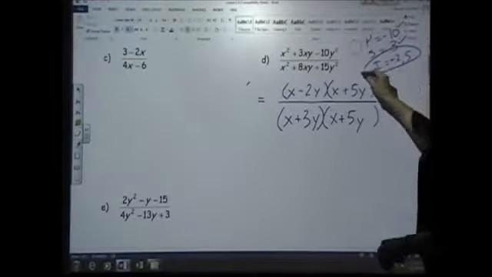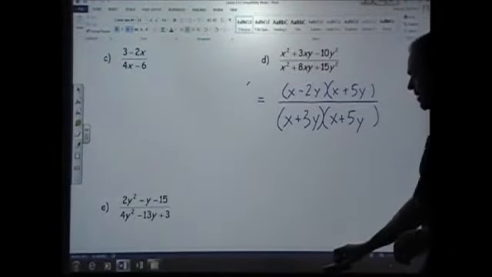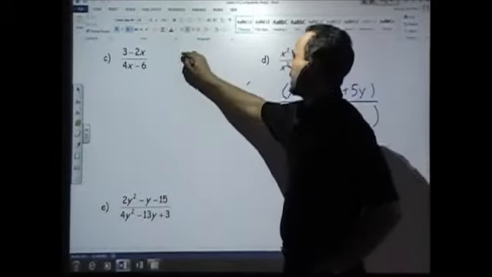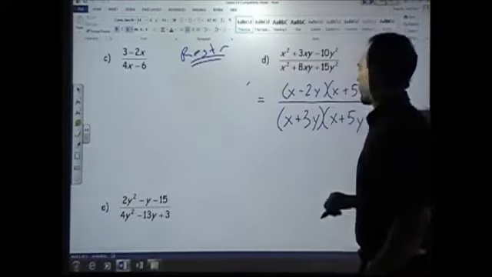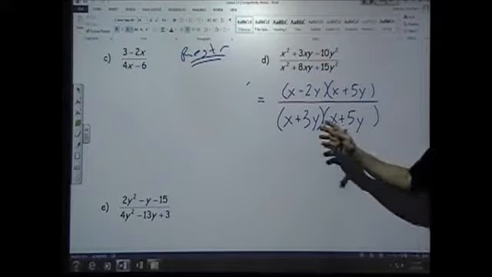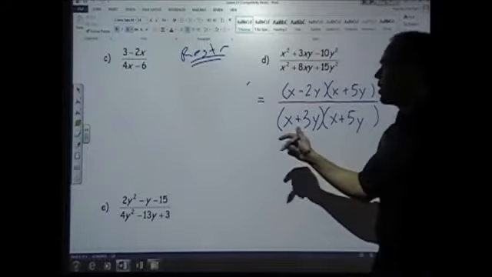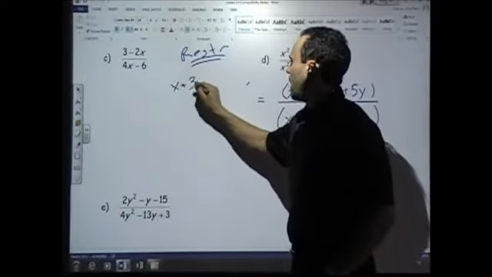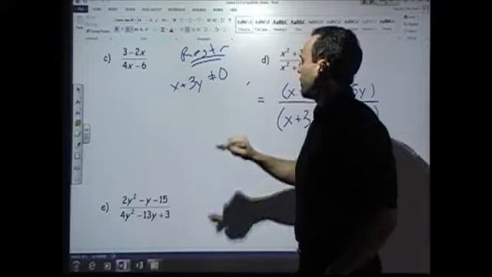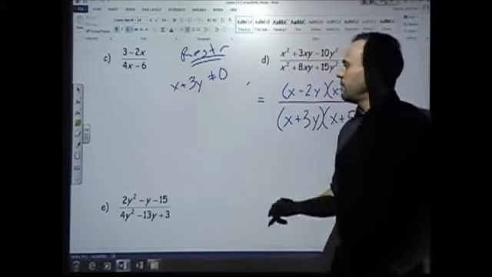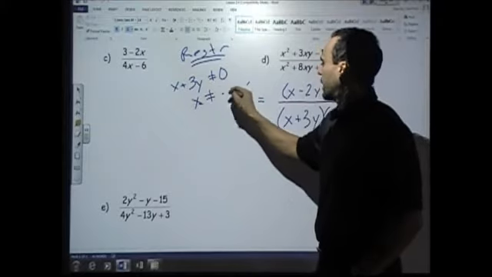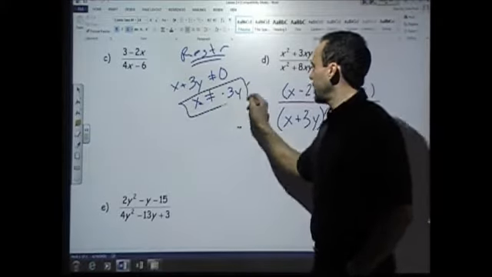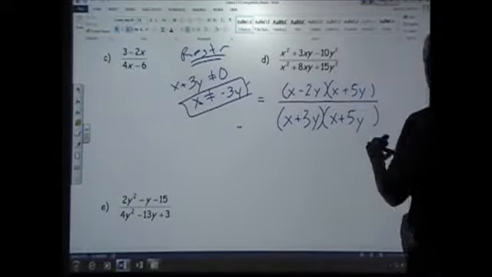We factored both of those fully. We're good. The second step, please never forget it, state restrictions. When you state the restrictions, remember, not the tops, but every bottom factor cannot equal 0. So that x plus 3y cannot equal 0. And so what does that mean? It means x cannot equal, bring that over, -3y. So x cannot equal -3y, whatever that means.